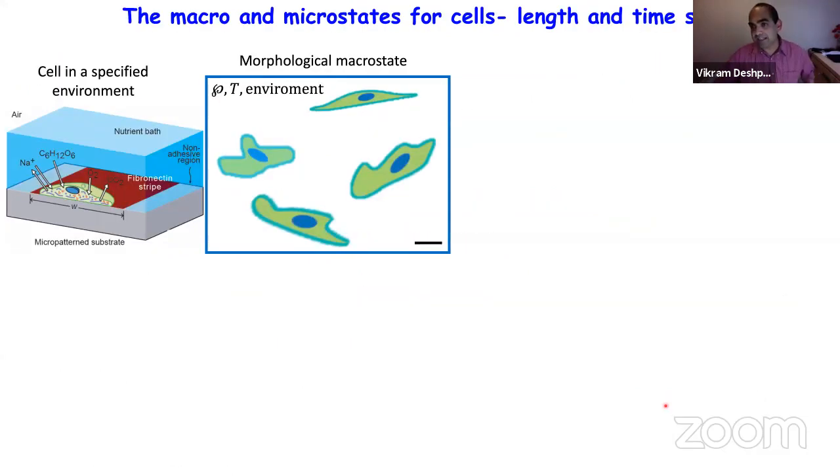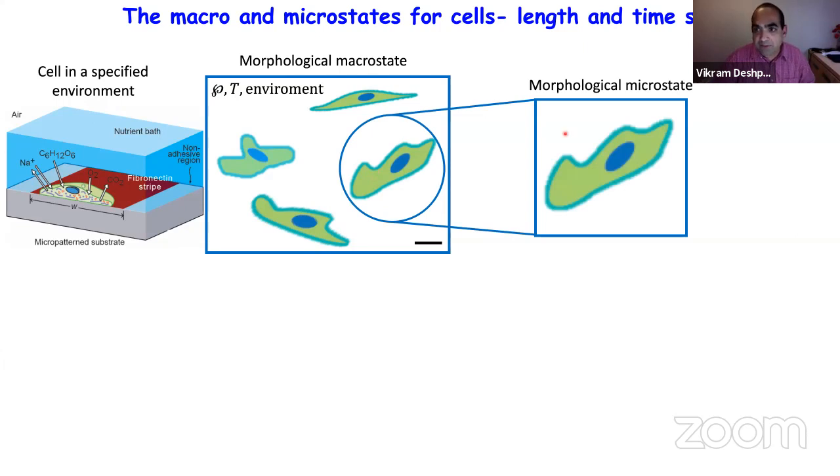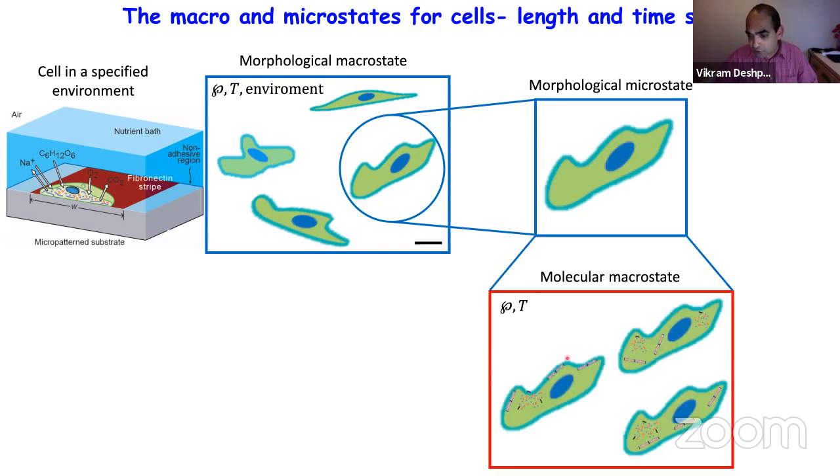So now we get into understanding what is happening in cells, and this is the approach we use. Let's take a cell in an environment, for example, a cell on a micropattern substrate. This cell will take lots and lots of different shapes, and we will call that the morphological macrostate, because it's taking all these different shapes. And each of those shapes is a morphological microstate. Now, for each of those shapes, or morphological microstates, you'll have molecular microstates. That means you can get different arrangements of the proteins inside the cell for each of these different shapes.